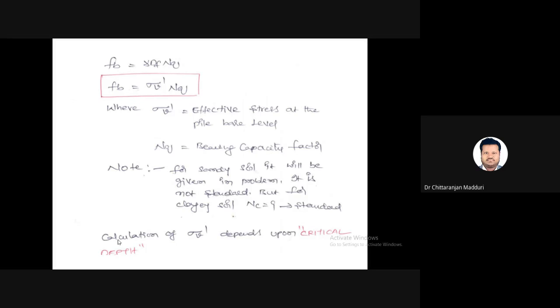Coming to sigma v dash. Sigma v dash is equal to gamma Df, the effective stress at the pile base level. Sigma v dash is known as the effective stress at the pile base level. This sigma v dash depends upon the critical depth. So let us discuss what we mean by critical depth.